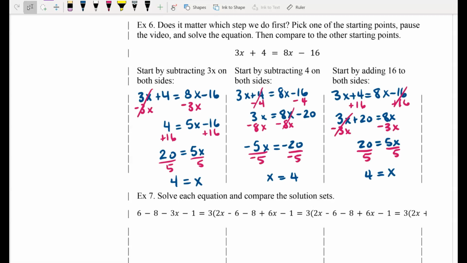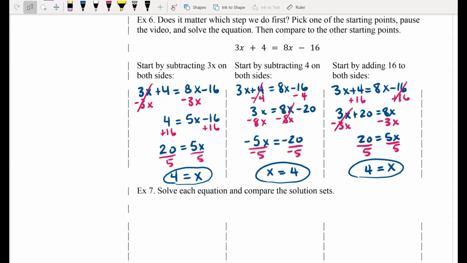Now that you're back, take a minute to look through the solution for the starting point that you chose. And then look at the solutions for the other starting points. You notice that regardless of the starting points, when the work was done correctly, we got the same answer, x equals 4. So we do have to follow that order of operations by undoing addition and subtraction first, but it doesn't matter what addition and subtraction you choose to perform first.